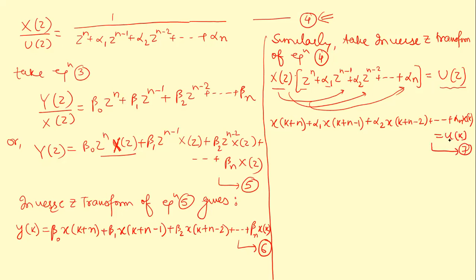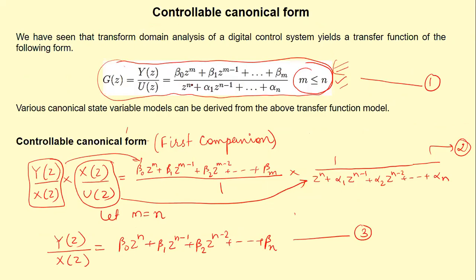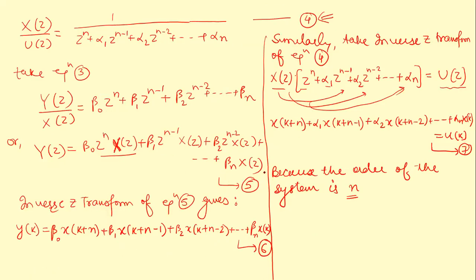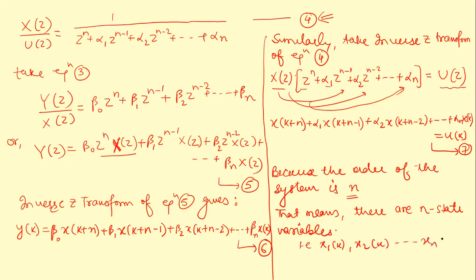Now, the order of the system is n. How? Because you can see the power of the denominator is n and we are considering it for m equal to n. So the order of the system is n. That means there are n state variables, that is x1(k), x2(k) up till xn(k).